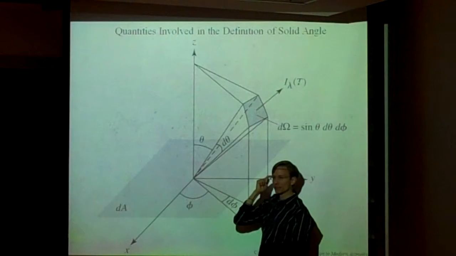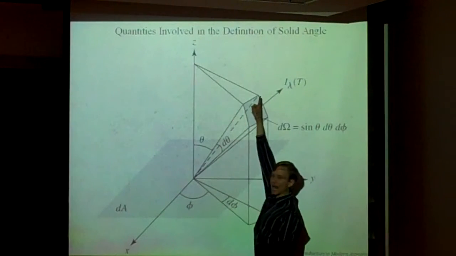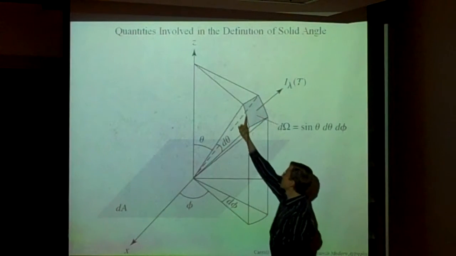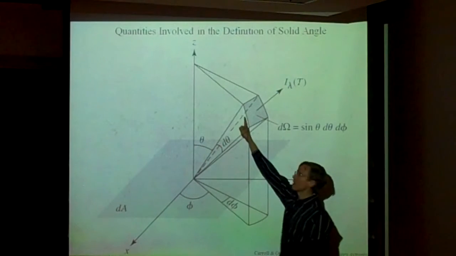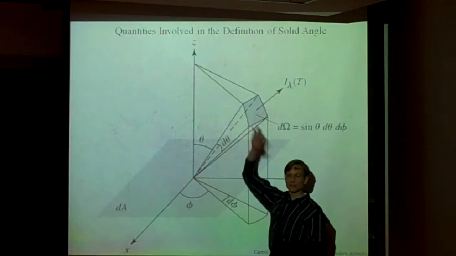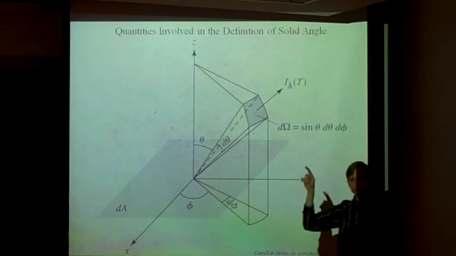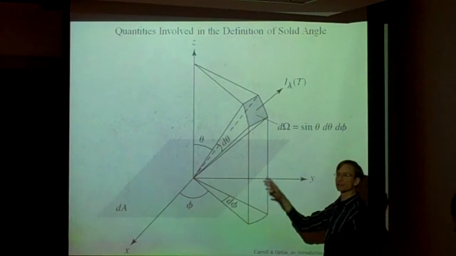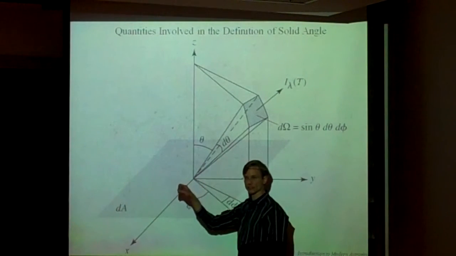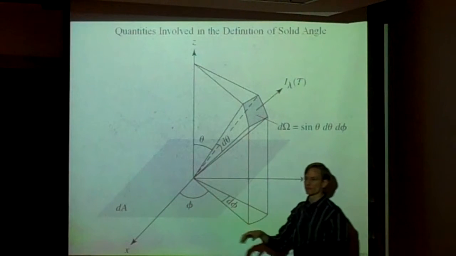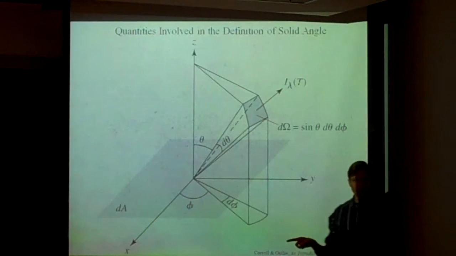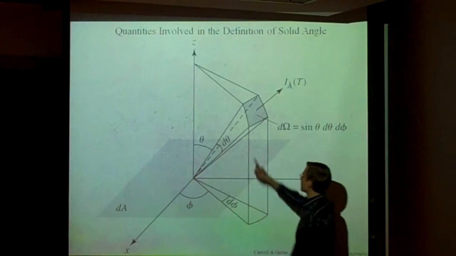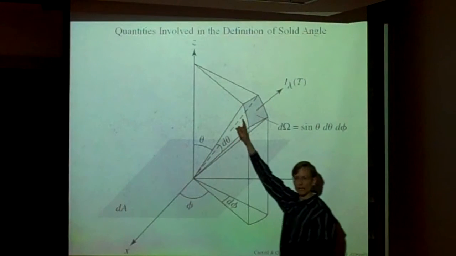So the 3 displacements are dr r hat, that component, then r d theta times theta hat, and r sine theta d phi times phi hat. That's why dr, the little displacement vector, has those 3 components. Dr in the radial direction, so dr r hat, plus r d theta in the theta hat direction, plus r sine theta d phi in the phi hat direction.